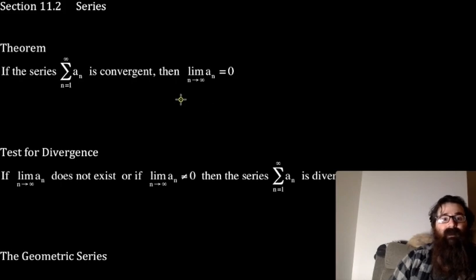It says, if the series, the sum of a sub n is convergent, then the limit as n goes to infinity of a sub n is 0. It's not the other way around. So if you start with the limit as n goes to infinity of a sub n is 0, don't you dare make any conclusion from that information. It's not going to tell you anything. It has to go in this direction.